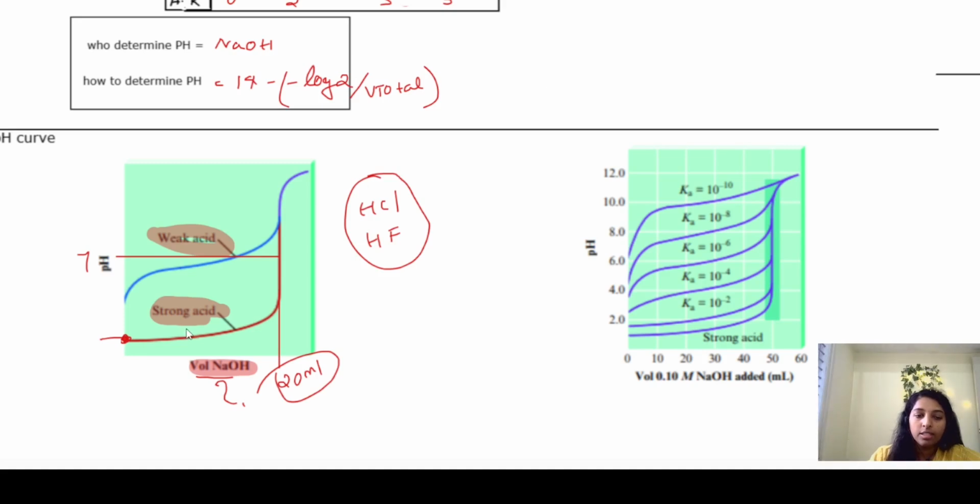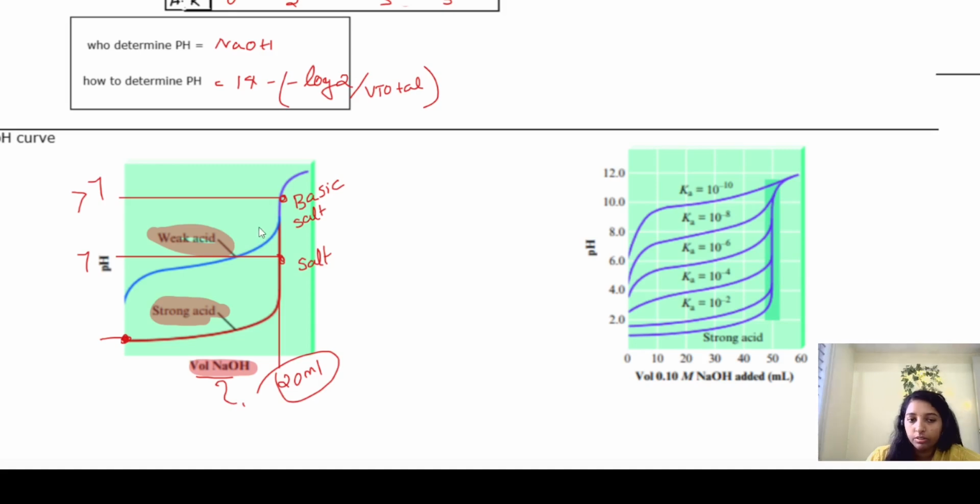At the endpoint, for a strong acid the pH is 7, but for a weak acid the pH is greater than 7. Why? Because at the endpoint, the pH is always determined by the salt. In the first case you got a neutral salt. In the second case, in a weak acid, strong base titration, you got a basic salt. That's why you got a pH at endpoint greater than 7. Clear? Okay.